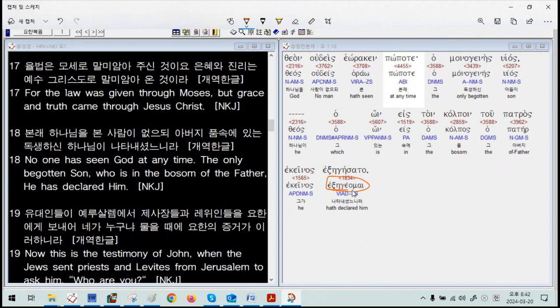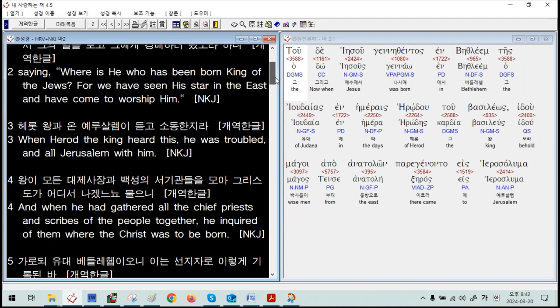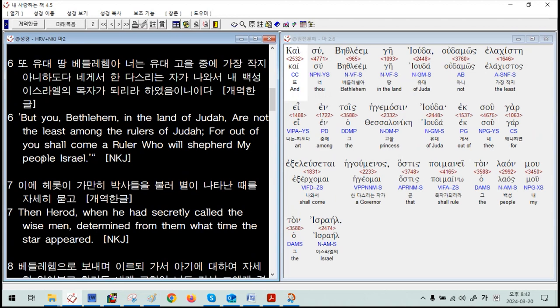Hegeomai, lead out. This one is 1834. We can just look at the dictionary anyhow. About the word lead, we can go to Matthew chapter 2. You, Bethlehem, in the land of Judah, are not the least among the rulers of Judah, for out of you shall come a ruler who will shepherd my people Israel. You see here? Hegeomai, lead.